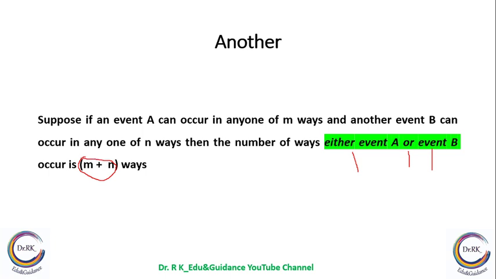In the same fashion, this also we can generalize to accommodate as many events as possible. It is not restricted only to 2 events or 3 events. Like the previous generalization of the counting principle, this also can be generalized, where n1 plus n2 plus n3 and so on ways. Here we need to understand that in the previous principle of counting it is the happening of both, whereas here it is the happening of either event A or event B.